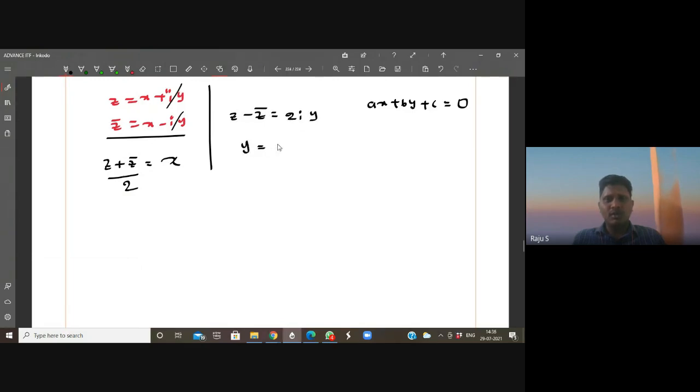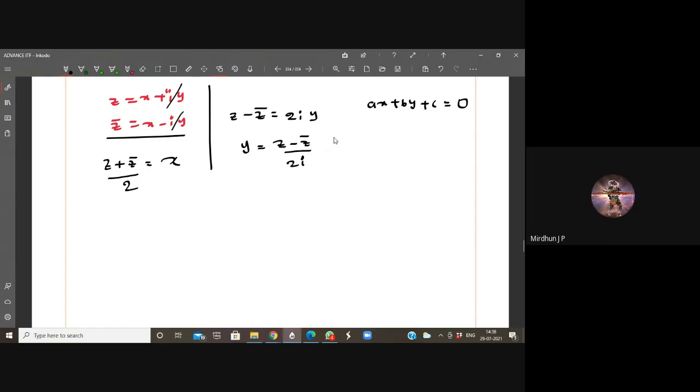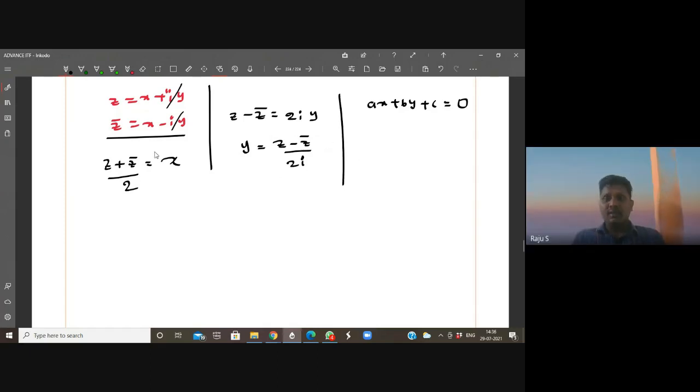So y value is what? z minus z conjugate by 2 iota. Shall I write like this? Yes. You already said, sir. That's the reason you have to remember the x value and y value. These x and y I'm going to substitute here simply. What is the x value? I want to convert.